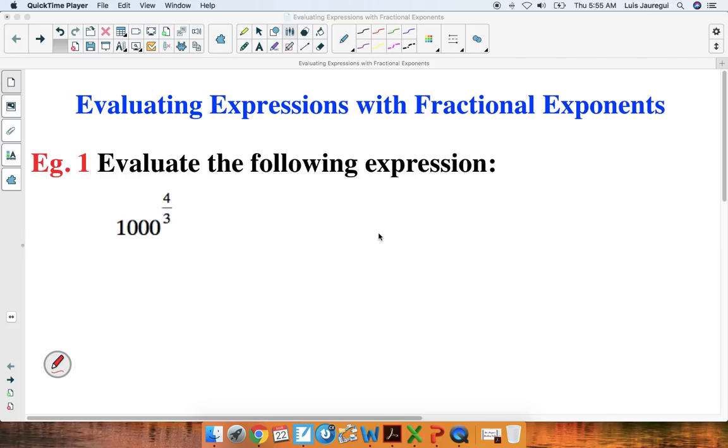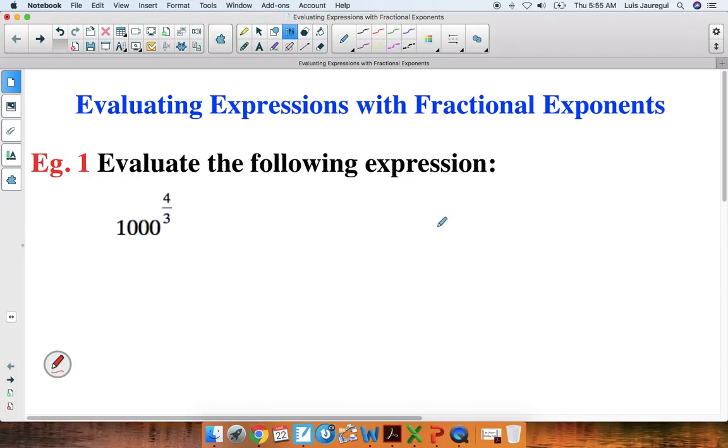In order for us to evaluate, we need to make the following connection. Recall that if you ever have x to the p over q, you can rewrite this as x to the p power under the qth root, or you can rewrite this as the qth root of your base, in this case x, raised to the p power. So we're going to use this connection in order to evaluate this one.